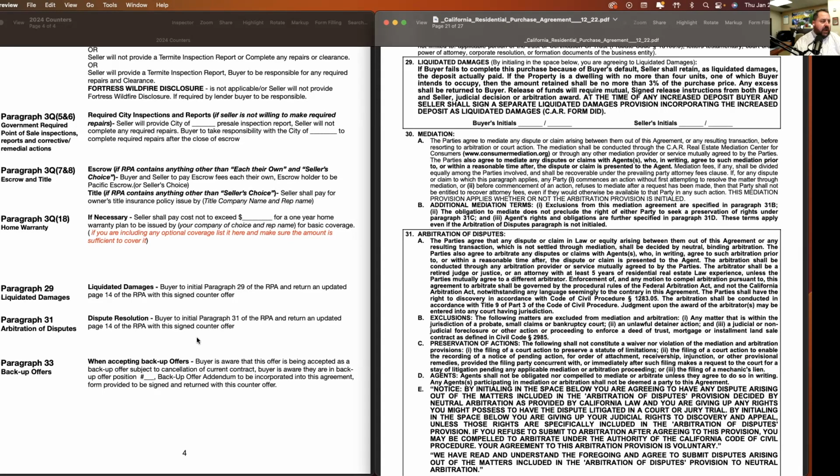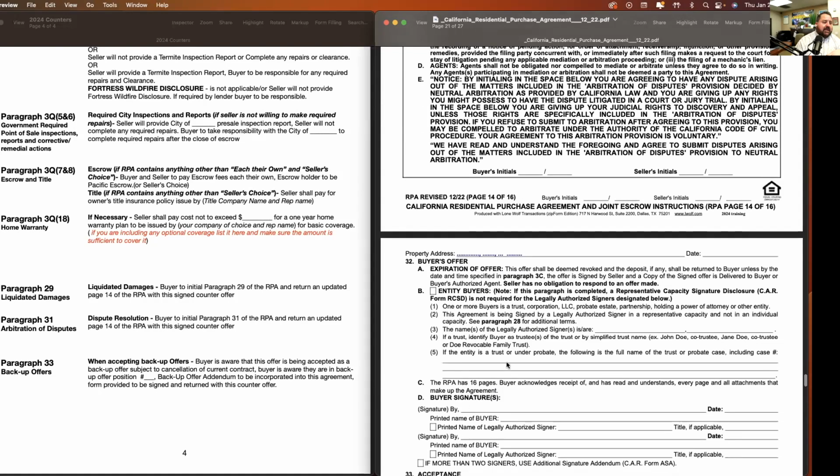Okay. All right. So that's it for those two things: liquidated damages and arbitration of disputes. They have to be initialed by both parties to be incorporated. So if for some reason they haven't initialed it and you want to incorporate it, you've got to counter back buyer to initial these two paragraphs and return that copy of that page, an updated copy of that page with their counteroffer.